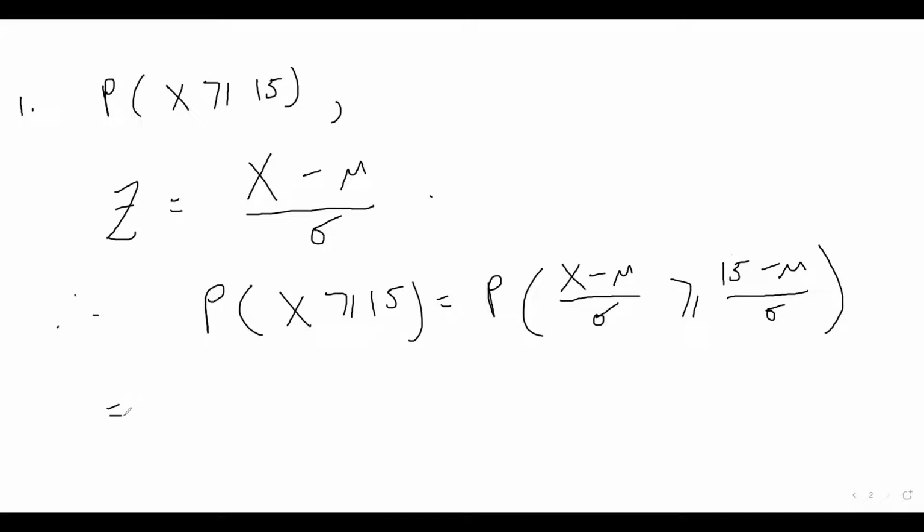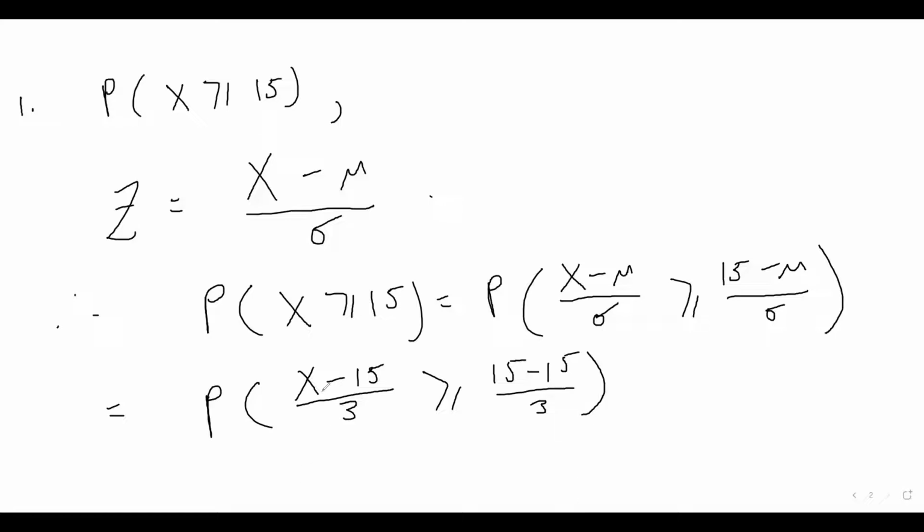Okay, and we know what mu and sigma are for this problem. So this is equal to the probability that x minus mu, and in this case mu is 15. So this is x minus 15 divided by sigma, and we know what sigma is as well for this problem. Sigma in this problem is 3. So we just put 3 there. And this is at least 15 minus 15 divided by 3.